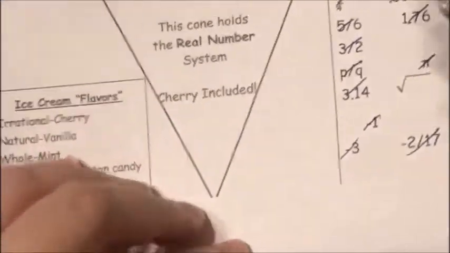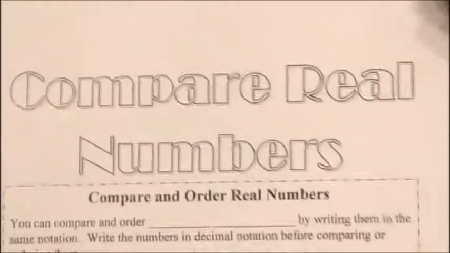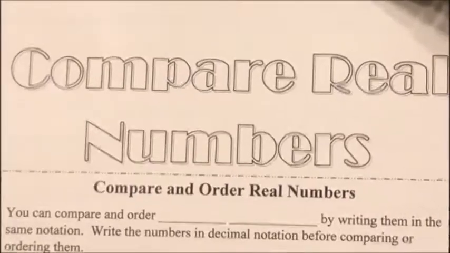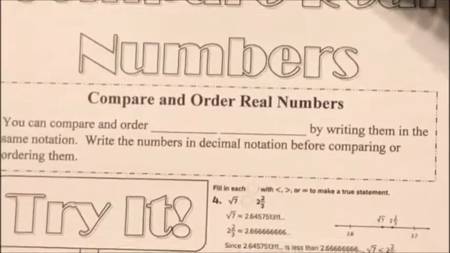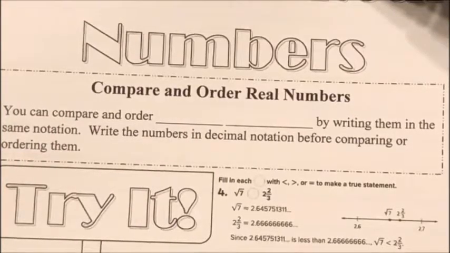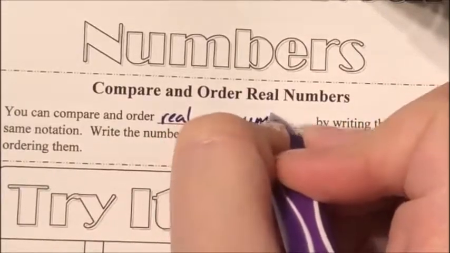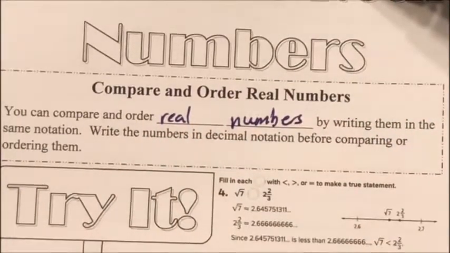All right? So let's go to page 34. This is the last section of comparing real numbers. So compare and order real numbers. You can compare and order real numbers by writing them in the same notation. So write the numbers in decimal notation before comparing or ordering them. Decimal's probably the easiest thing to compare them to.